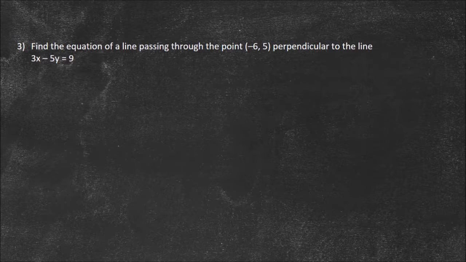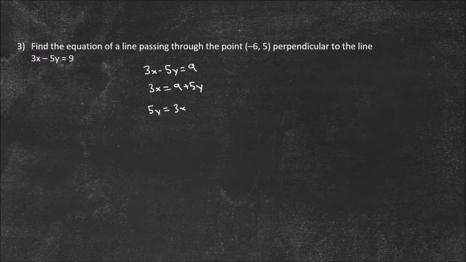So first step is to get this equation, make it look a little bit nicer. So what I'm going to do is I'm going to bring the 5y over, 3x, just because I like to keep the y positive if I can. And now I'm going to bring the 9 over and rewrite the order. So 5y equals 3x minus 9.